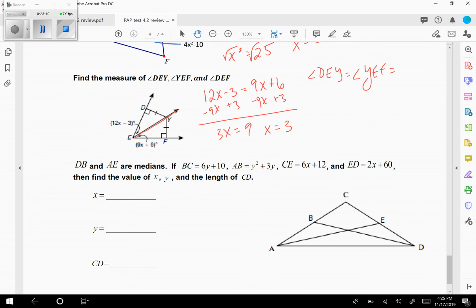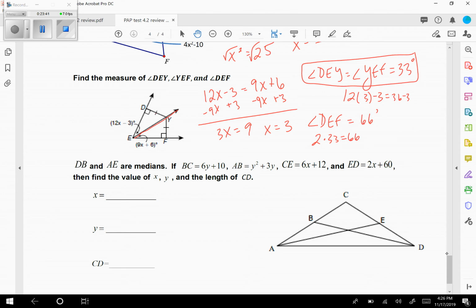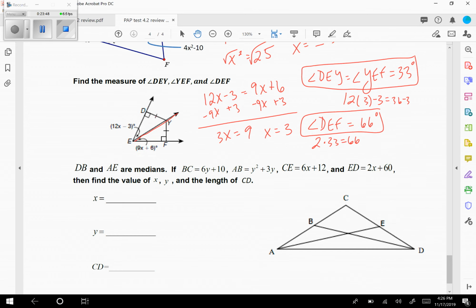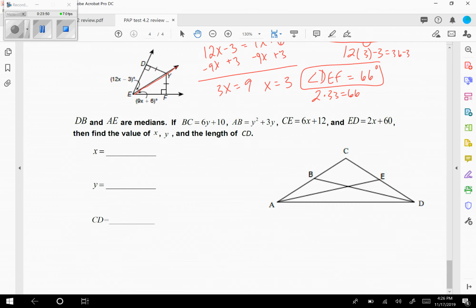And so that one's going to be 12 times 3 minus 3, which is 36 minus 3. So they're 33 degrees. And then now angle DEF, right? DEF, that's the whole thing. It's just going to be 2 times 33, so it's 66. So there you go. Okay, and y'all just notice all the work that I'm showing. That's what you guys need to be showing.